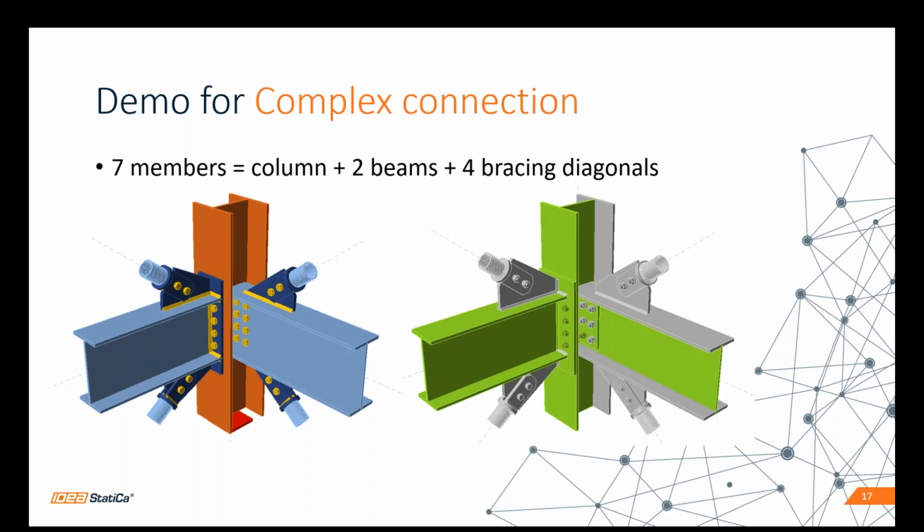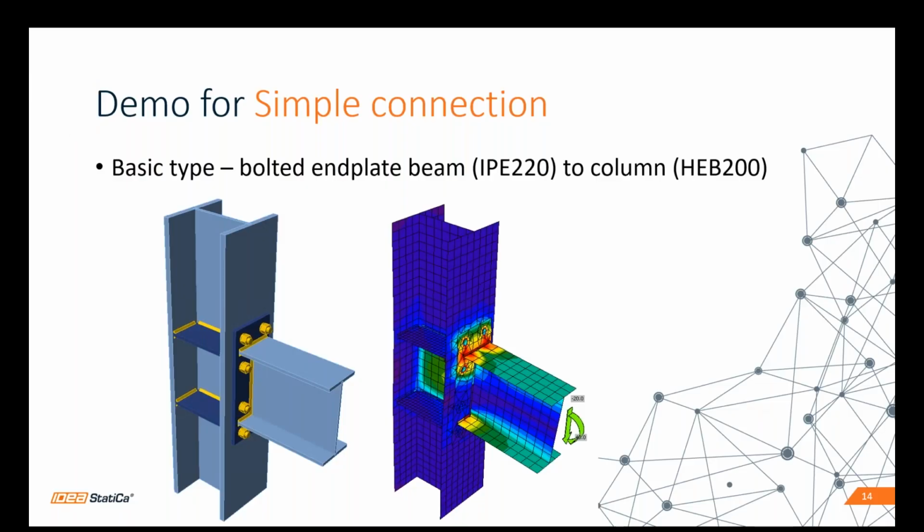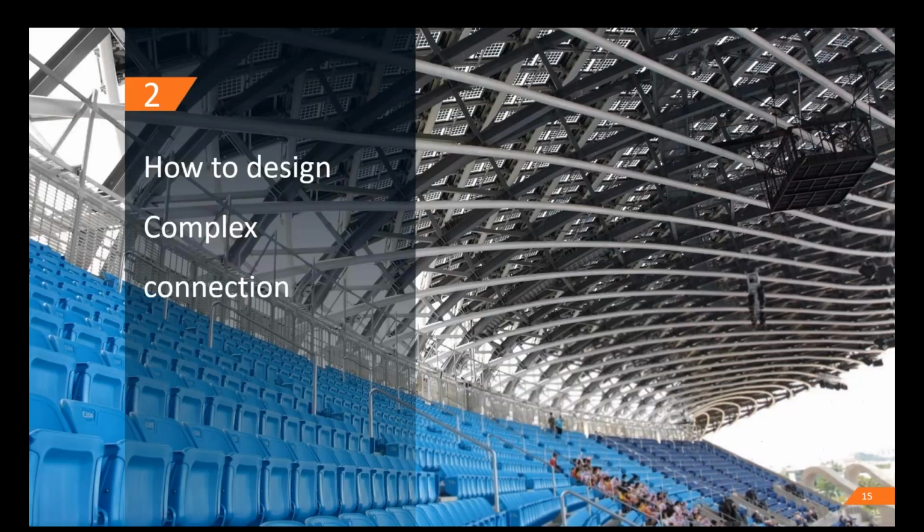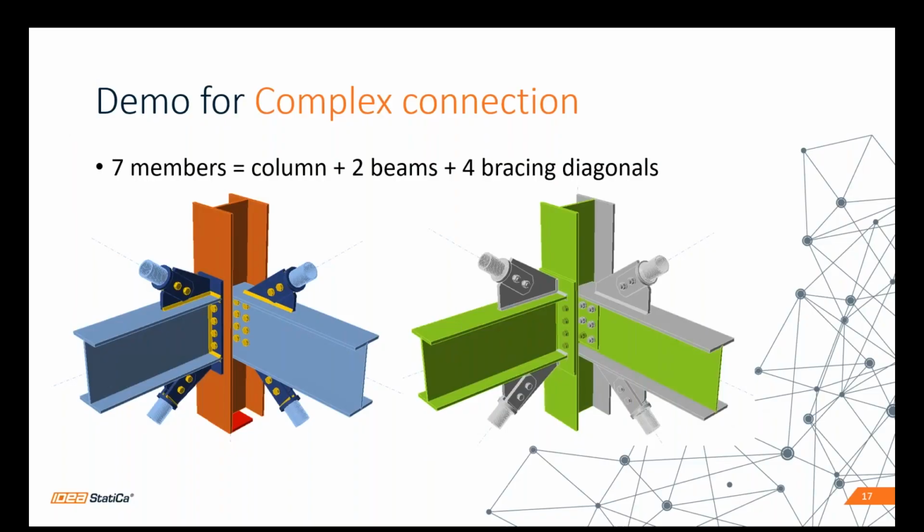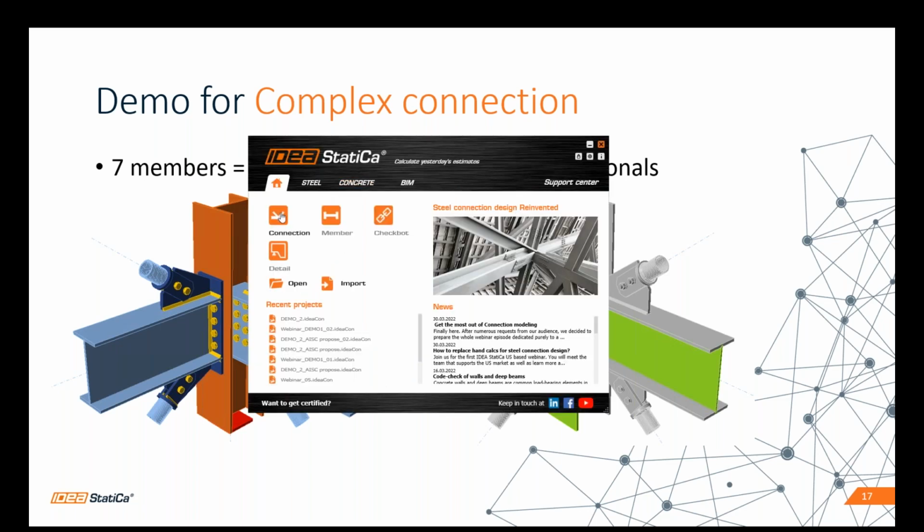So 7 members, 2 beams connected to 1 column, and another 4 bracing diagonals going into the same joint. Everything's bolted, and we can show how much work can be saved, because we could see that maybe 10 operations were needed in manually creating the previous model with a much simpler arrangement. But for this one, we try to do it in 7 operations, everything together. So let's jump directly into the app and see how it is processed.